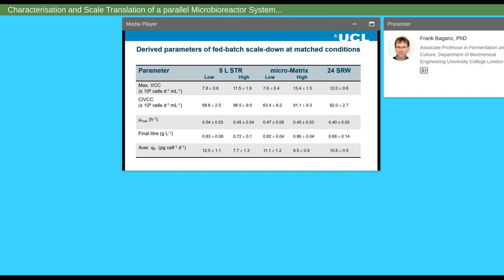This table shows a summary of the results from the previous slide, confirming the impact of the CO2 addition profile on growth and product formation in the micromatrix and 5-liter stir tank bioreactor systems. It also shows a high degree of similarity between the two controlled bioreactor systems for all derived parameters. By contrast, some larger differences in growth rate and final titer were found when cells were grown in the 24 standard round well system.